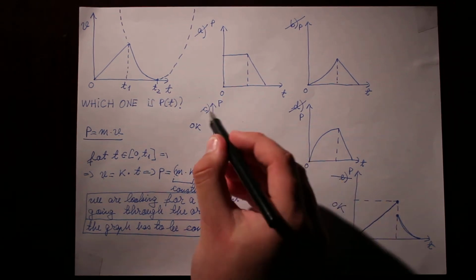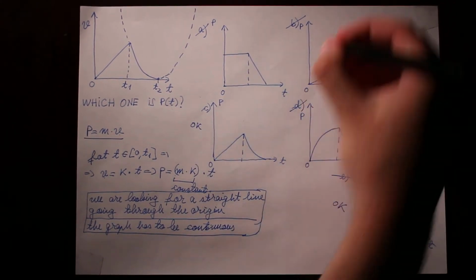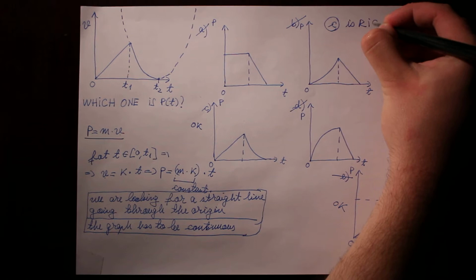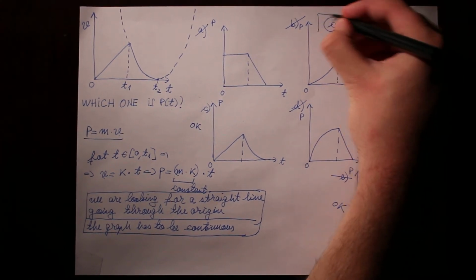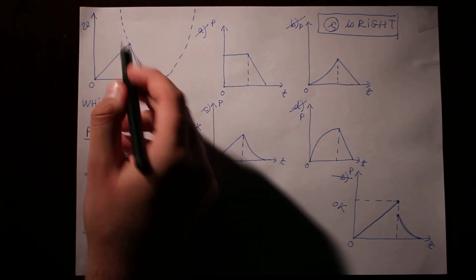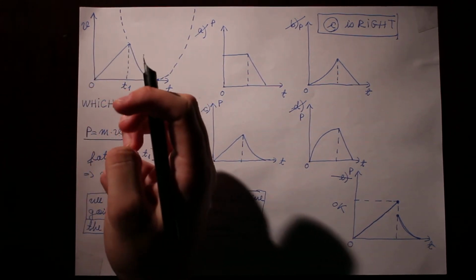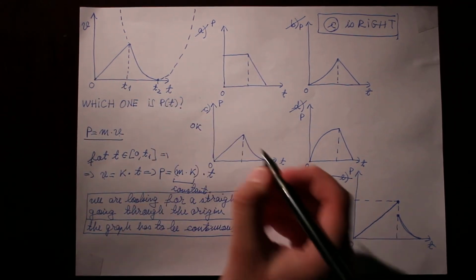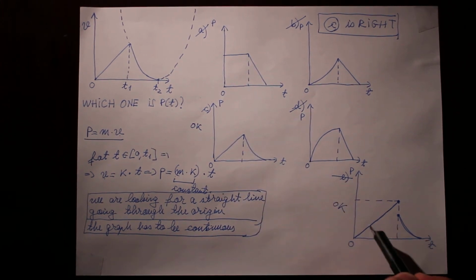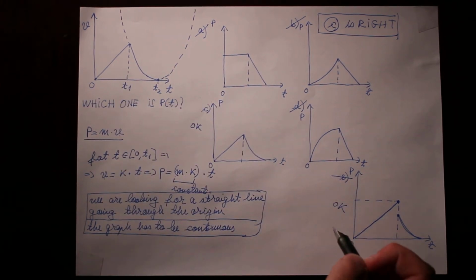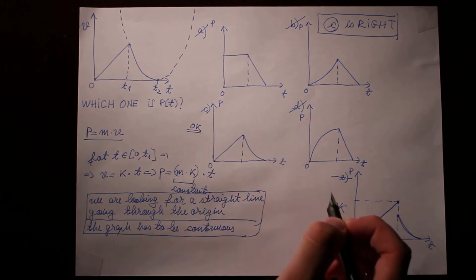So we are left with option C as being the right answer. C is right. Now, going back to option E: the velocity versus time graph does not have any gaps, and this one has a gap, so it's not okay. This one rules out. So we are left with option C.